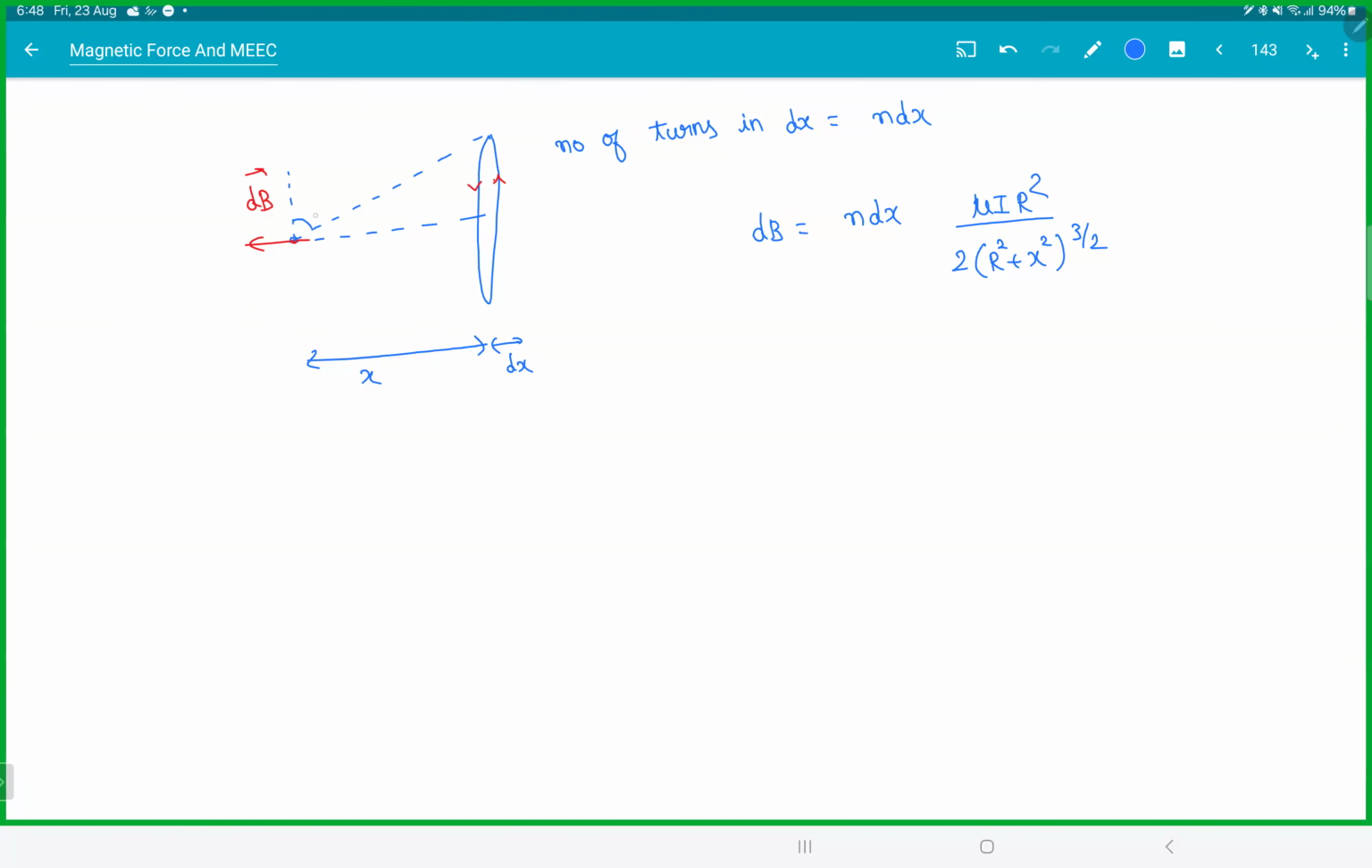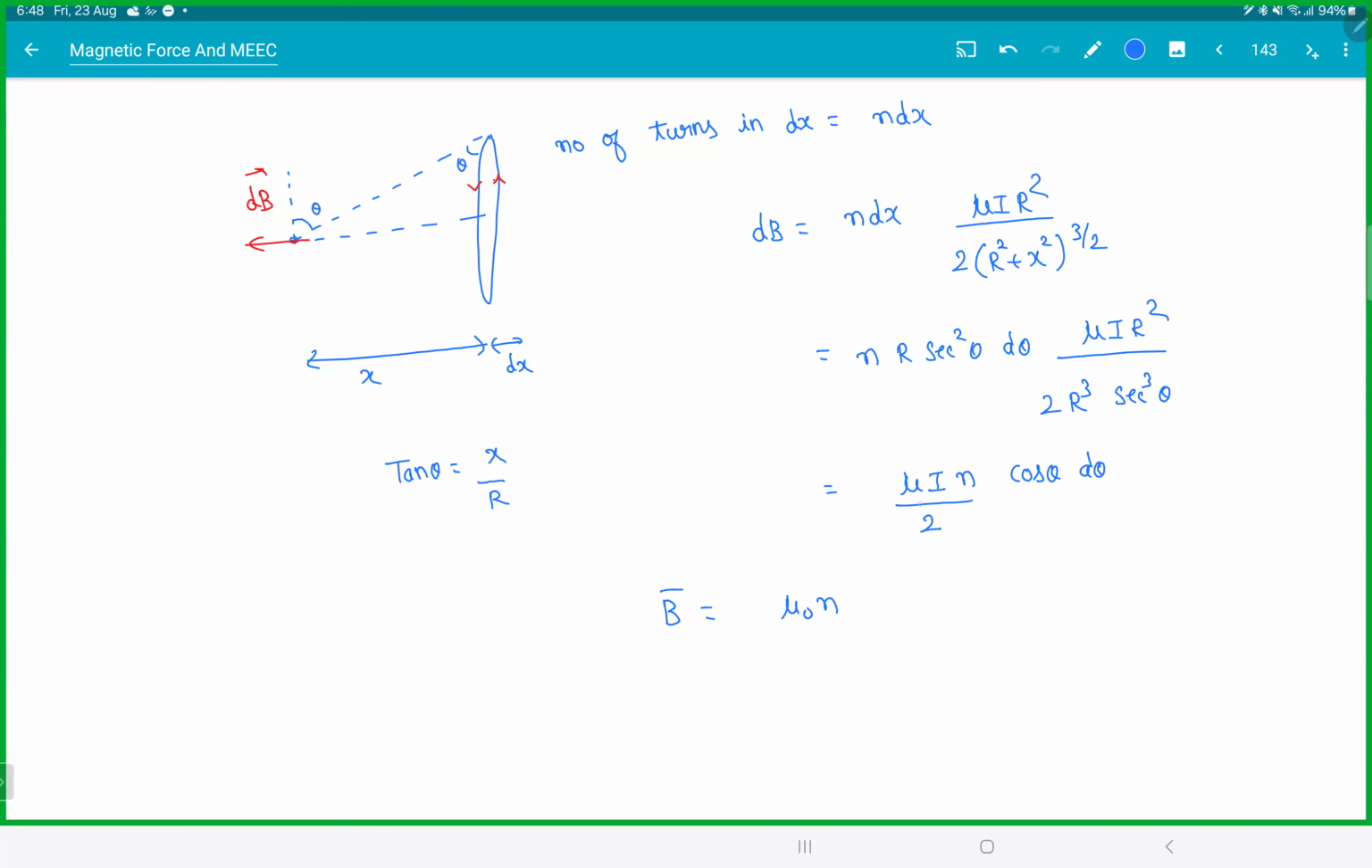So if I take this angle to be theta, this angle to be theta, tan theta is equal to x by r. Substitute here, dx will be r sec square theta d theta. Mu naught I r square in the numerator, and the denominator will become r cube into secant cube theta. This r cube cancels, mu naught n I by 2, r goes off, you get cos theta d theta. I think then you're done. Just take the limits there.